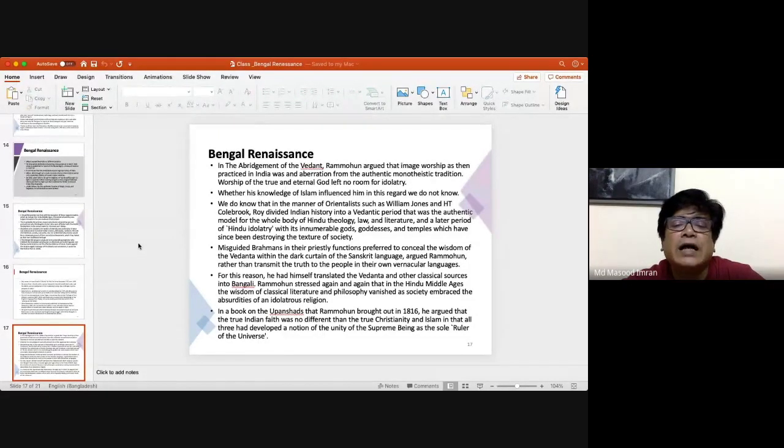For this reason, he himself translated the Vedanta and other classical sources into Bengali. Ram Mohan stressed again and again that in the Hindu Middle Ages, the wisdom of classical literature and philosophy vanished as society embraced the absurdity of an idolatrous religion. In a book on the Upanishad that Ram Mohan brought out in 1816, he argued that the true Indian faith was no different from true Christianity and Islam, in that all three had developed a notion of the unity of the Supreme Being as the sole ruler of the universe.